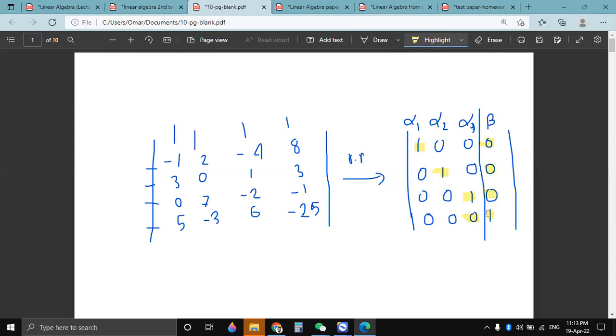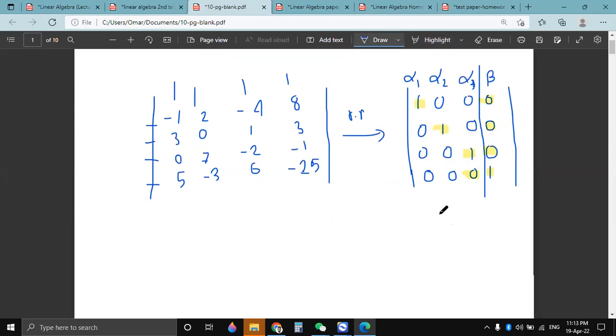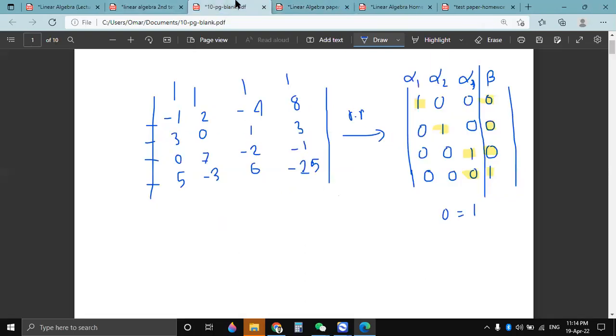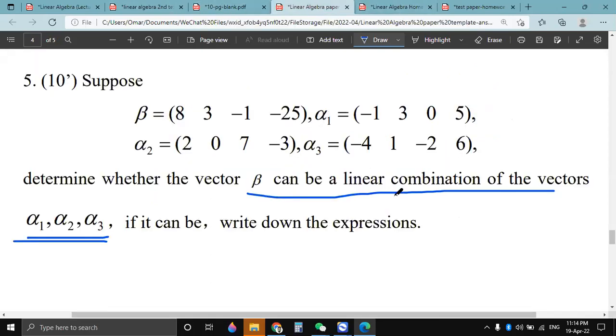As here 0 equal to 1, this is not true. So for this linear system, we can say that beta cannot be a linear combination of vectors alpha 1, alpha 2, and alpha 3, because on the fourth row, this condition is not true. So that's why we can say this beta cannot be a linear combination of the vectors alpha 1, alpha 2, and alpha 3. Okay, guys.